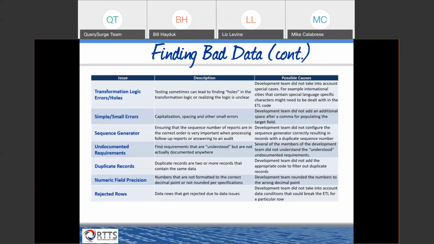Something as simple as a comma or a decimal place or an extra white space, if you're looking at a BI report, may not be read properly because it's an unexpected value.